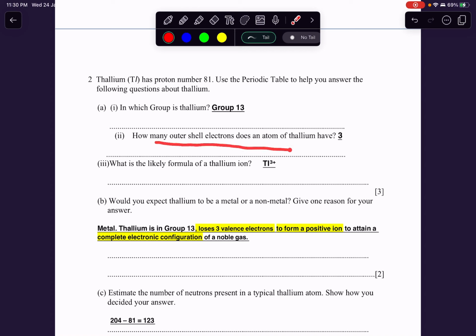How many outer shell electrons does an atom of thallium have? Somehow a lot of you didn't manage to get this. All you have to do is look at the second digit of the group number and you have 3. Likely formula of thallium ion: since it is in group 13, it has 3 valence electrons. To form an ion, it would lose 3 electrons and get a positive 3 charge. So it's Tl3+, similar to aluminium when it forms an ion.